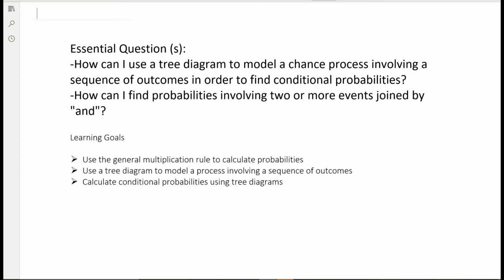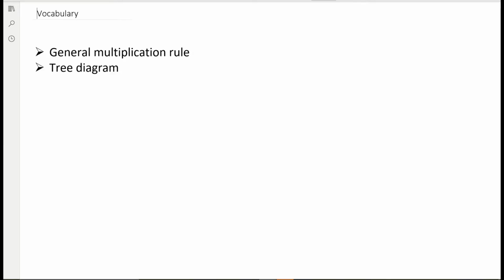So learning goals are to use the general multiplication rule to calculate probabilities, use a tree diagram to model a process involving a sequence of outcomes, and to calculate conditional probabilities using tree diagrams. So the vocab includes the general multiplication rule and tree diagram.